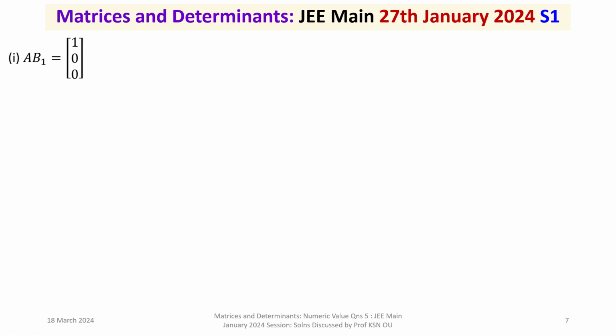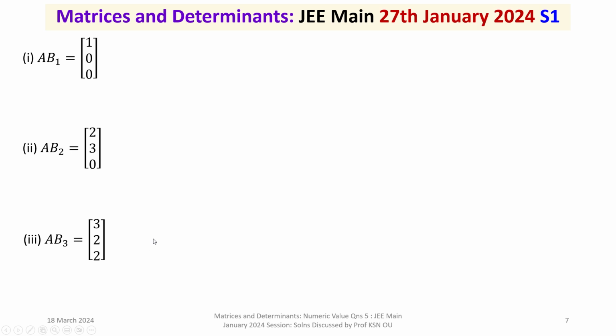Right. So we deal with the 3 cases that we have written in the last slide. The first case is AB1 equal to 1, 0, 0, where A is that 3 by 3 matrix and B1 is the column matrix a, b, c. Then the second case and the third case. So we deal with 3 cases. First we go to the first case.